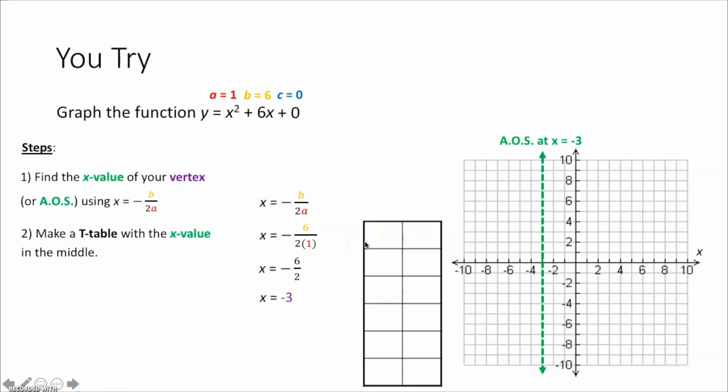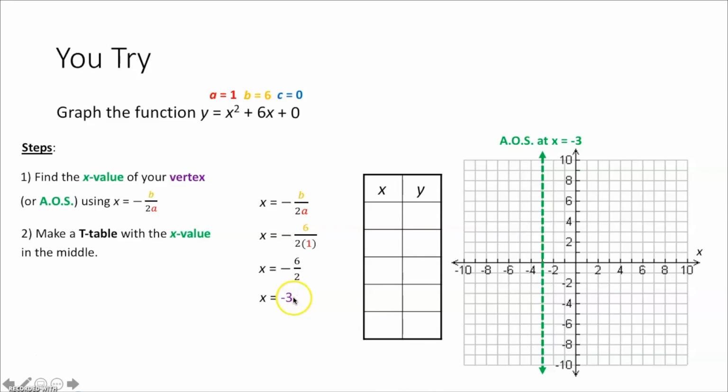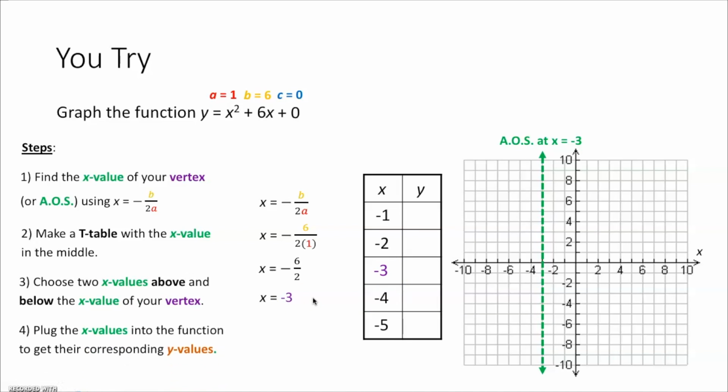Now, to create our t-table. We're going to put the x value of our vertex, negative 3, in the middle of that t-table. We're then going to pick 2 x values above that and 2 x values below that. We're then going to plug those into the original function to get the y values that go with them.